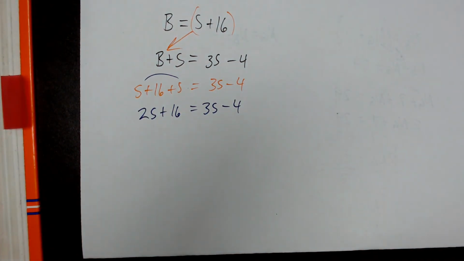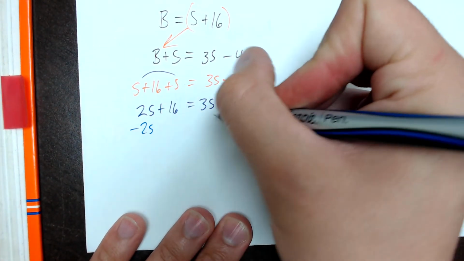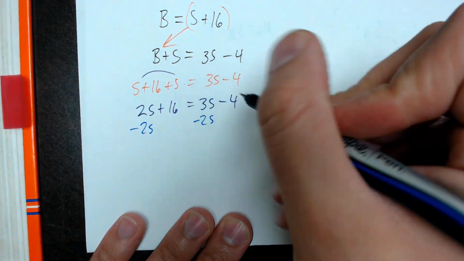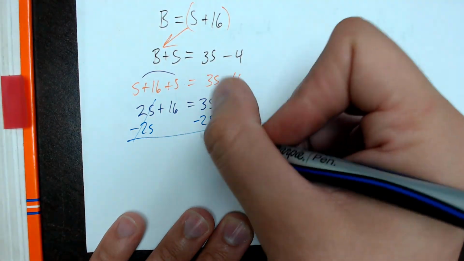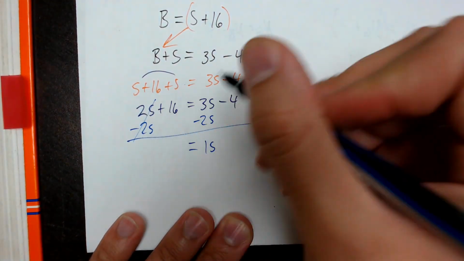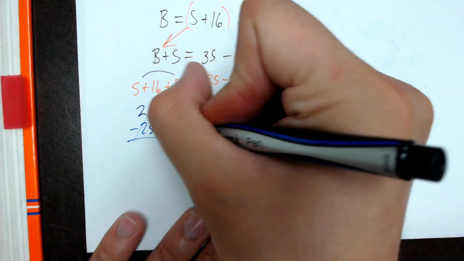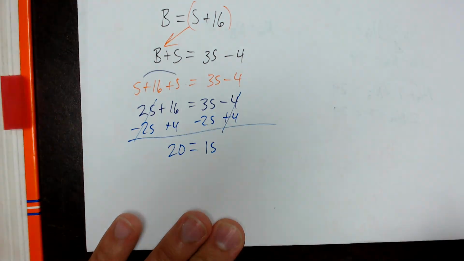From here I can start solving. I want to get all the s's on one side, so I'll go ahead and subtract 2s from each side. And I want to get this 4. So when I do that, these cancel, and then I get 1s. And then I also want to get this 4 to the other side, so I'll add 4 to each side. That cancels. And then I get 20.